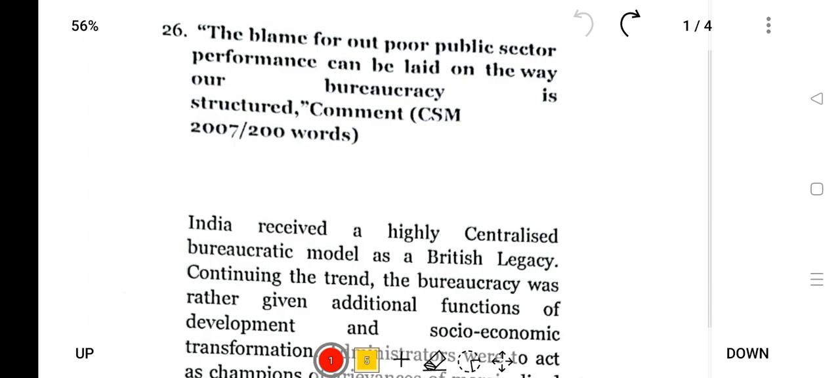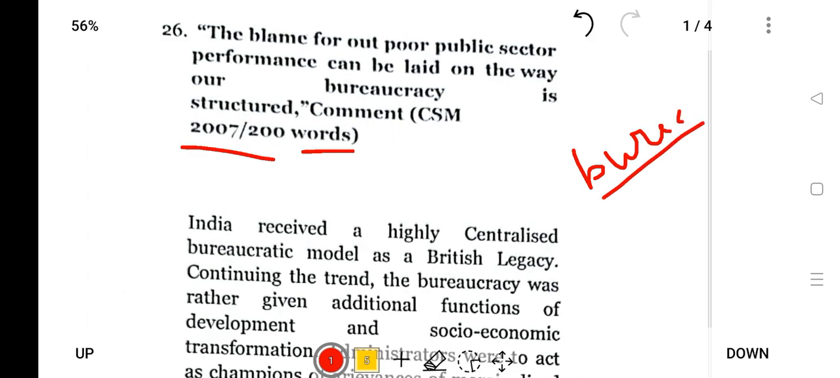So question number 26: The blame for our poor public sector performance can be laid on the way our bureaucracy is structured. This question was asked in 2007, 200 words. The question is about administrative bureaucratic structure and poor public sector performance, not only about PSUs but also public sector banks and various other government administered offices.